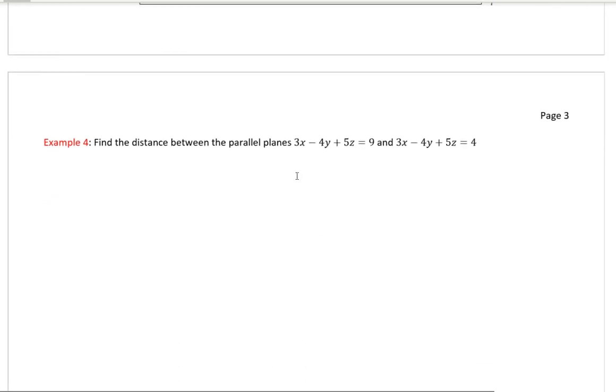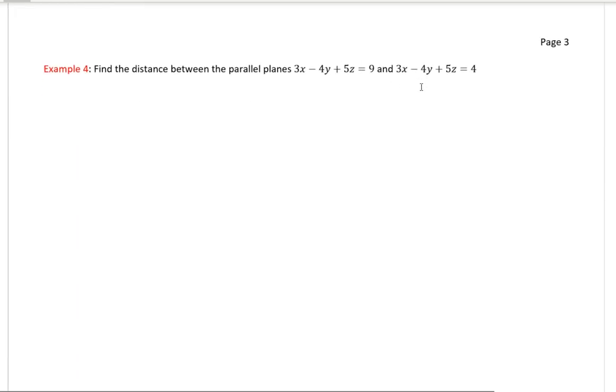So then let's try that. Let's find the distance between two parallel planes. 3x minus 4y plus 5z equals 9, and 3x minus 4y plus 5z equals 4. So this may look kind of odd to consider, and I'm taking a little bit of an extra step, but all we really need to do, if we need to find the distance between two planes, is find one point on one of those planes, and then find the distance to the other. That's all I need to do.